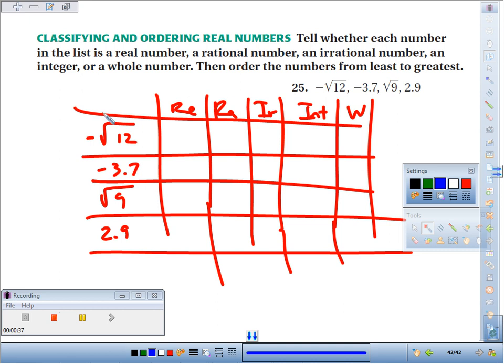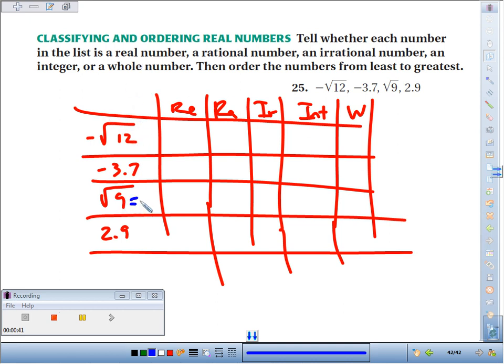All right. I think the easiest thing to do is maybe start with the square root of 9. Think of that as just 3. 3, yeah, it's real. In fact, all the numbers that you deal with, they're going to be real. You don't deal with non-real numbers until Algebra 2. Is it rational? Can you write 3 as a fraction? You bet. 3 over 1. If it's rational, it can't be irrational. It is an integer. It's a counting number, and since it's positive, it's a whole number.